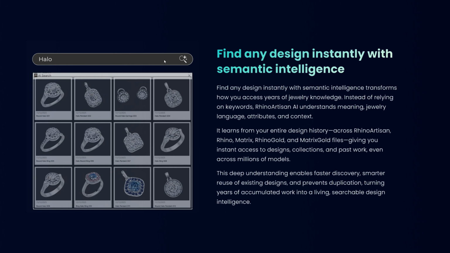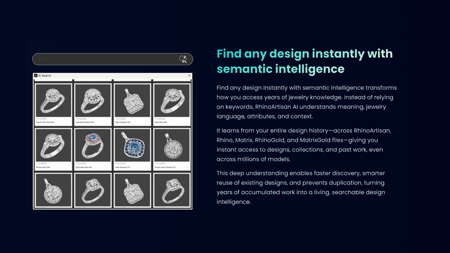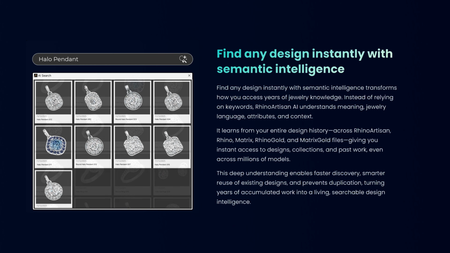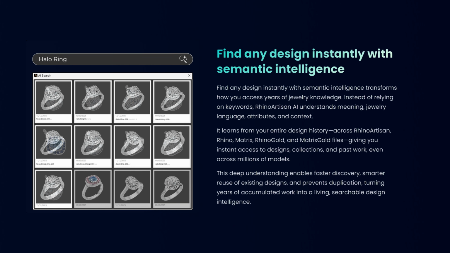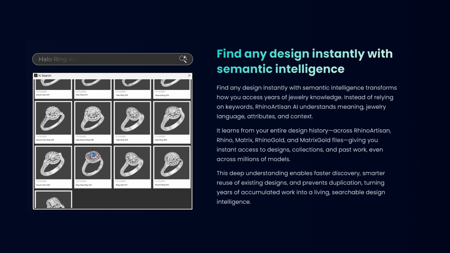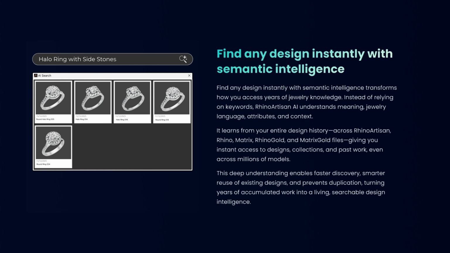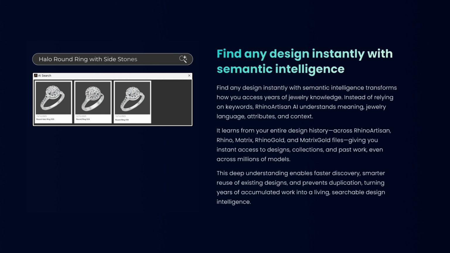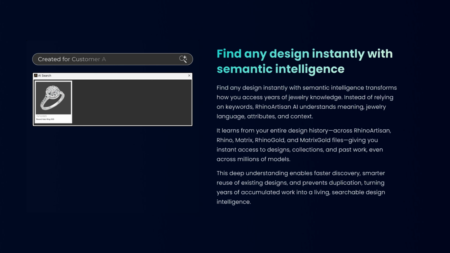Another important feature is Semantic Search. Assistant can learn from your own file library. If you generate thousands of designs every year, Assistant allows you to search semantically by describing what you are looking for. RhinoArtisan understands the geometry and the associated information. For example, you can ask it to find a halo ring with a cushion stone and side stones created for a specific client at a specific time. These intelligent searches change how we reuse our designs.